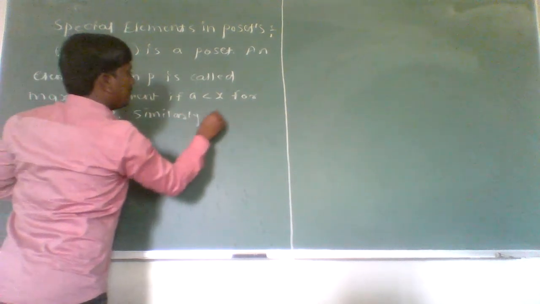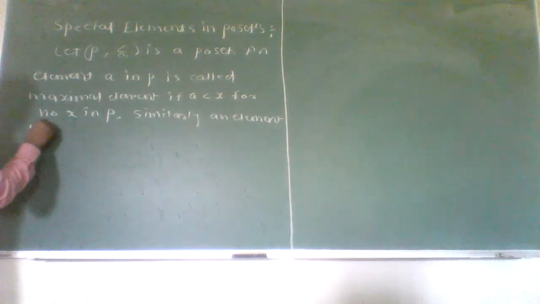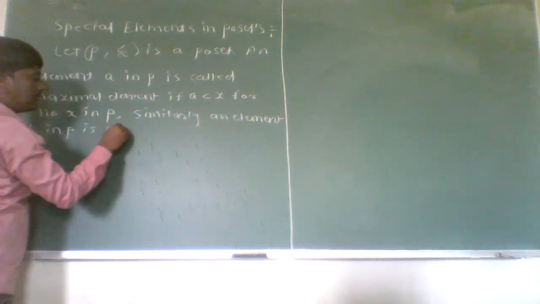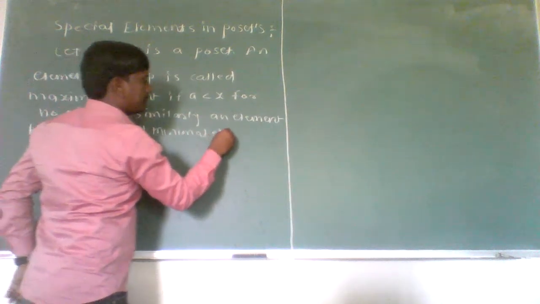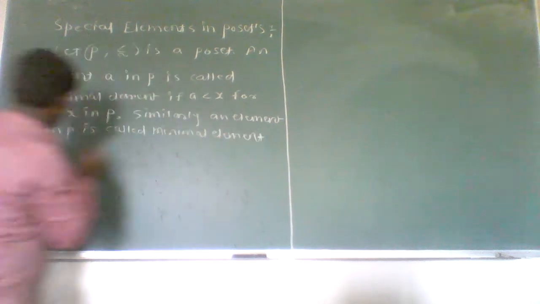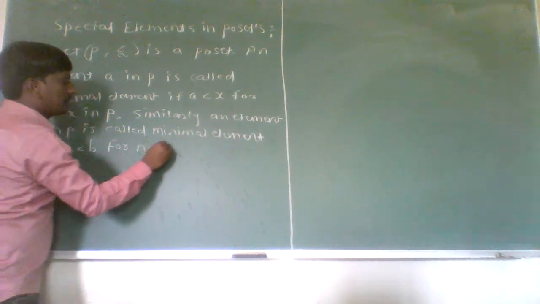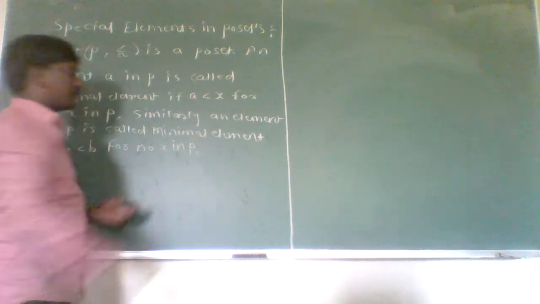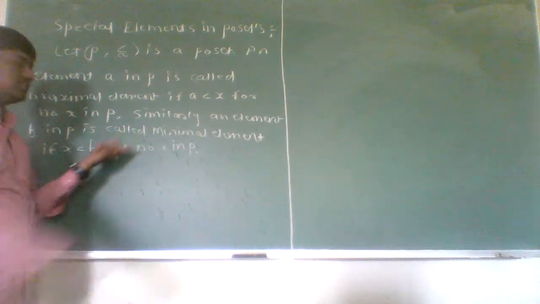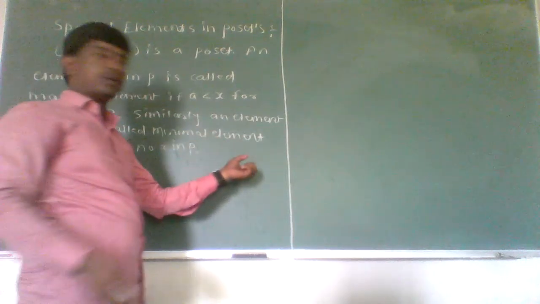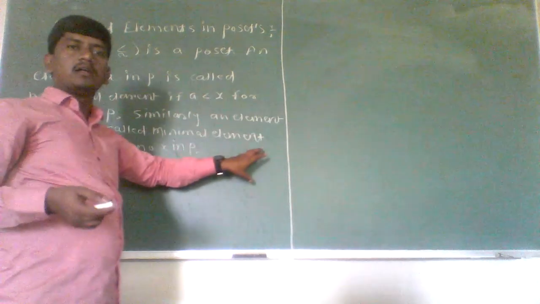Similarly, an element b in P is called a minimal element if x precedes b for no x in P. That is, there is no element belonging to poset P for which x precedes b. Then we say that this b is a minimal element, that is, b precedes x for all x belonging to P.